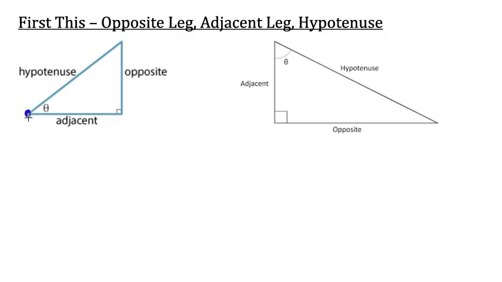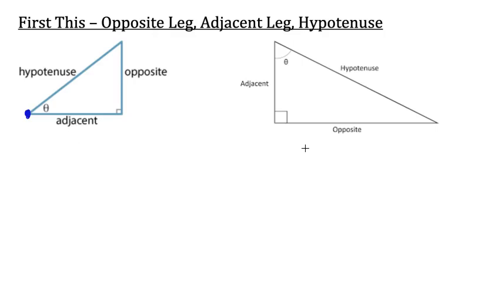Now, this little theta symbol here is indicating that we are using this angle here. So from the perspective of this angle, this leg over here on the other side of the triangle is the opposite leg because it's on the other side of the triangle from this angle. Now the other leg that actually forms one side of this angle is the adjacent leg. Adjacent means next to.